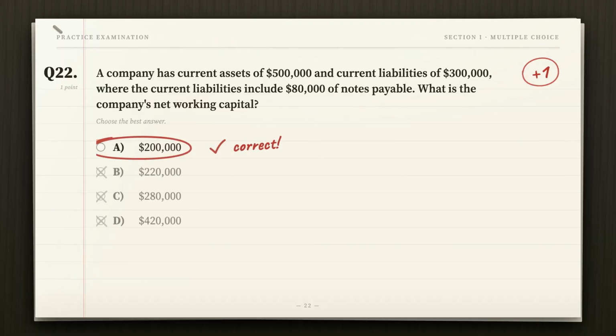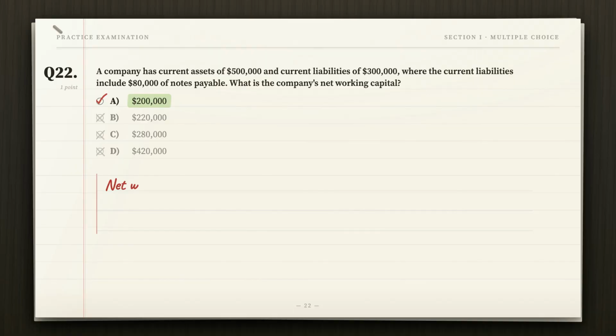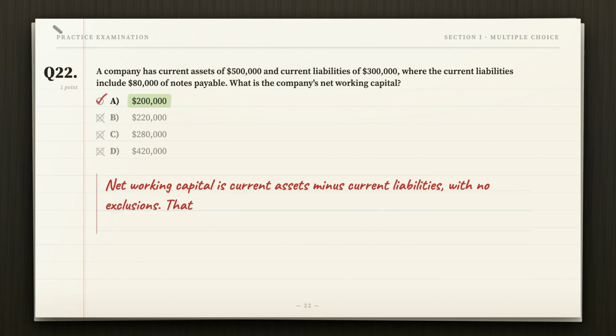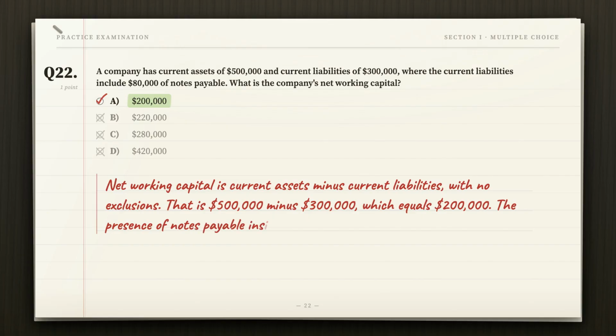The correct answer is A, $200,000. A is correct because net working capital is current assets minus current liabilities with no exclusions. That is $500,000 minus $300,000, which equals $200,000. The presence of notes payable inside current liabilities does not change this calculation.